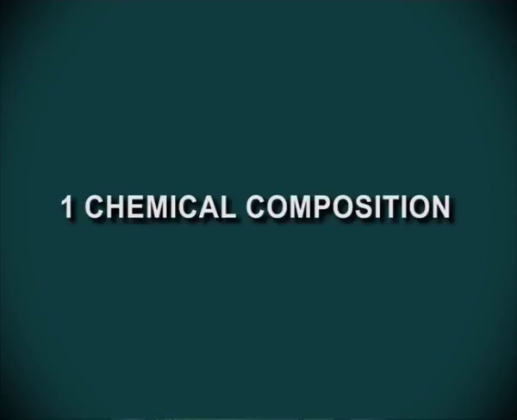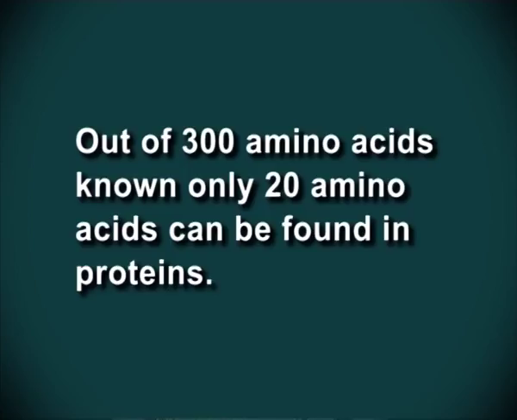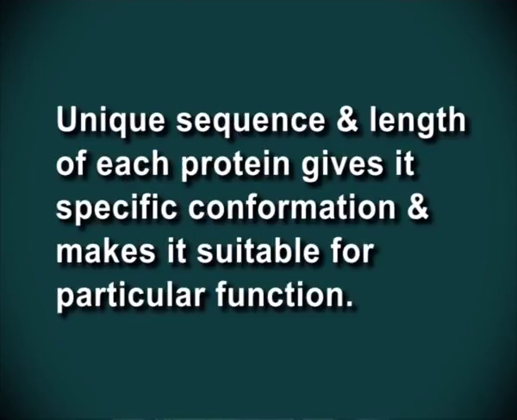First is chemical composition. On acid hydrolysis, protein yields a group of simple organic molecules of low molecular weight called amino acids, which form the fundamental units of a protein structure. Out of 300 amino acids known, only 20 amino acids can be found in proteins. The unique sequence and length of each protein gives its conformation and makes it suitable for its particular function.